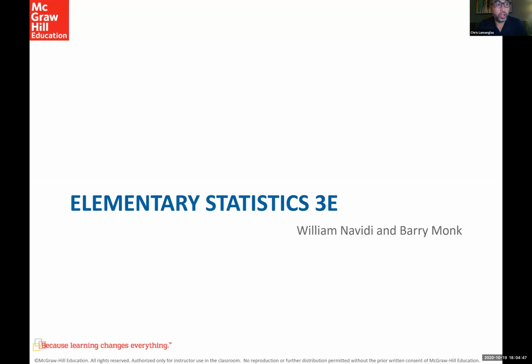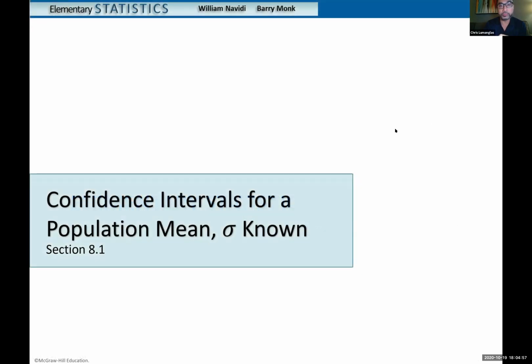Chapter 8 is all about confidence intervals. So again, you will learn 3 sections for this chapter. 8.1 is confidence intervals for population mean, and the population standard deviation is known.